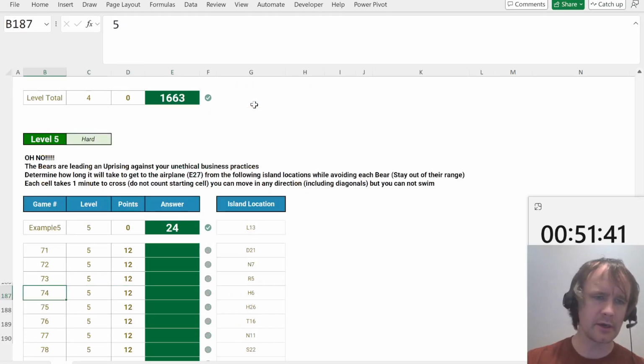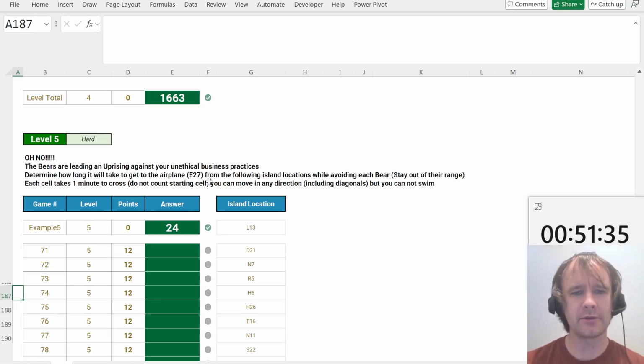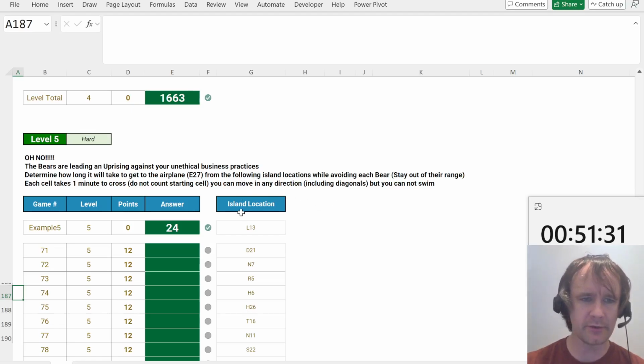Okay, and now it's the iconic level 5 twist. Oh no, the bears are leading an uprising against your unethical business practices. How long does it take you to get to the airplane from the following island locations while avoiding each bear? Stay out of their range. Each cell takes 1 minute to cross. Do not count the starting cell. You move in any direction, including diagonals, but you cannot swim.